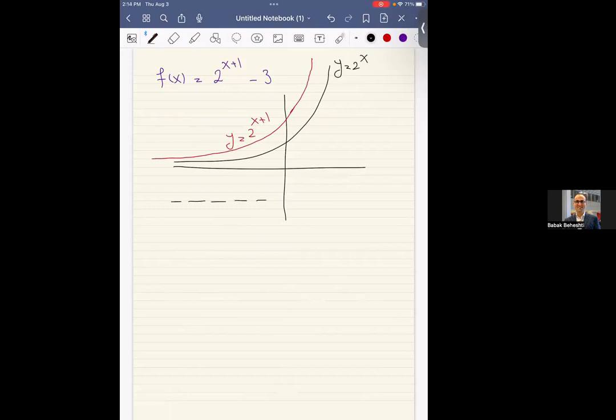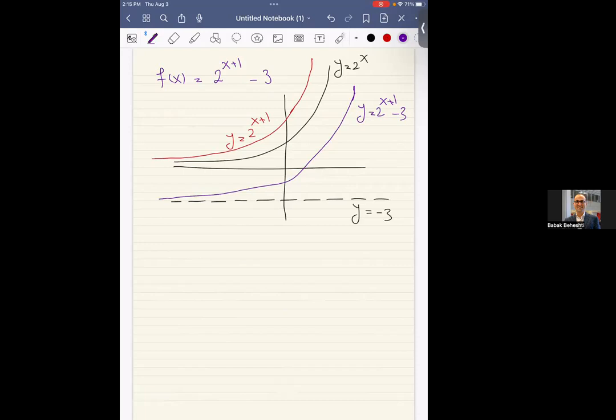Now this line is y equal to minus 3. So I take the red graph and translate it 3 units downward. So it's something like this. So now this is y equal to 2 to the power x plus 1 minus 3. So the horizontal asymptote is y equal to minus 3.